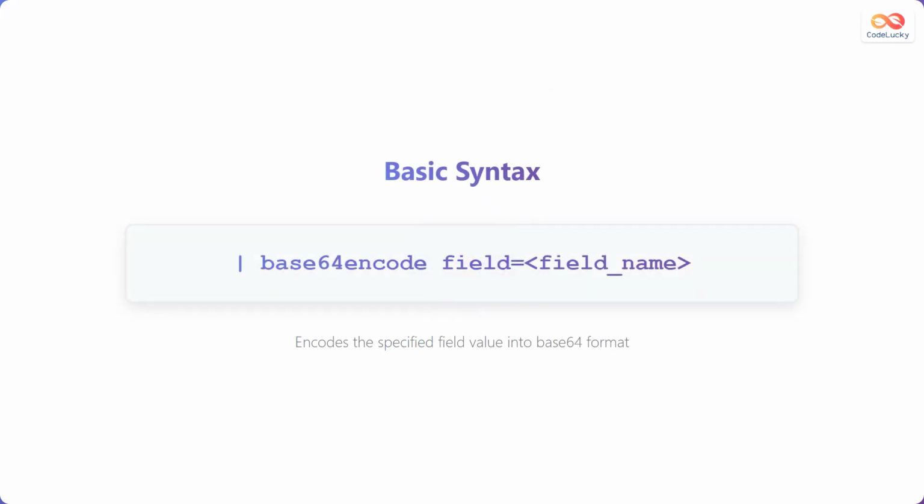The base64encode command follows a simple syntax pattern. You use the pipe symbol followed by base64encode, then specify the field parameter with the name of the field you want to encode. The syntax is pipe base64encode field equals field_name. This straightforward approach makes it easy to encode any field value in your Splunk data.